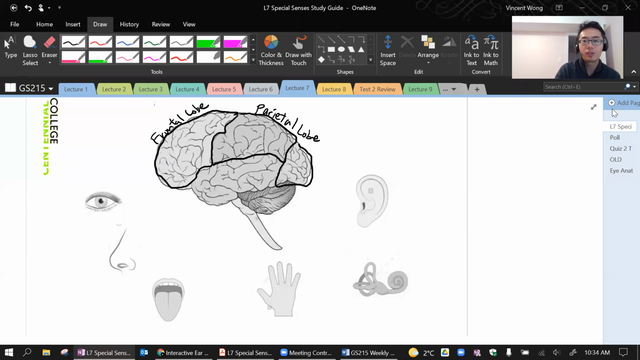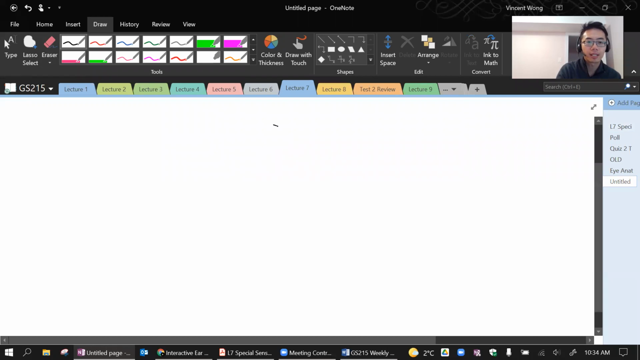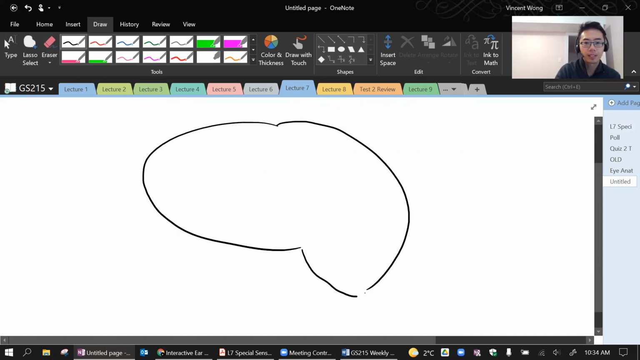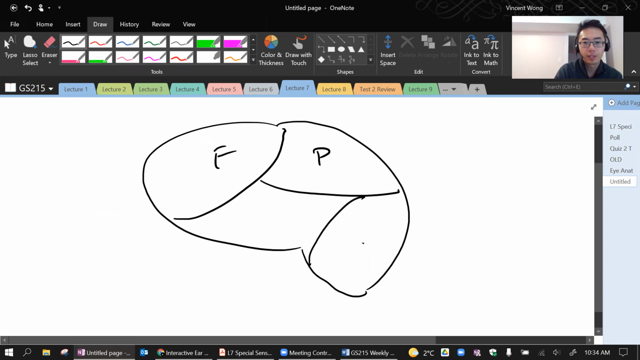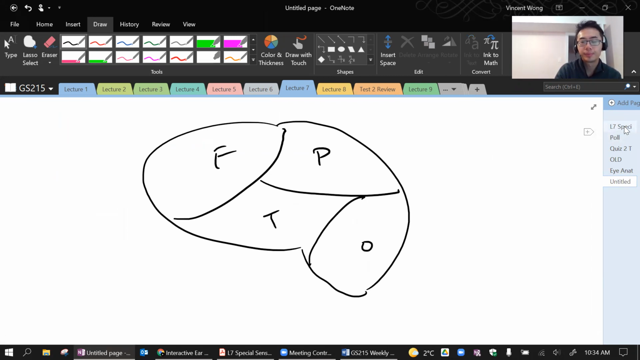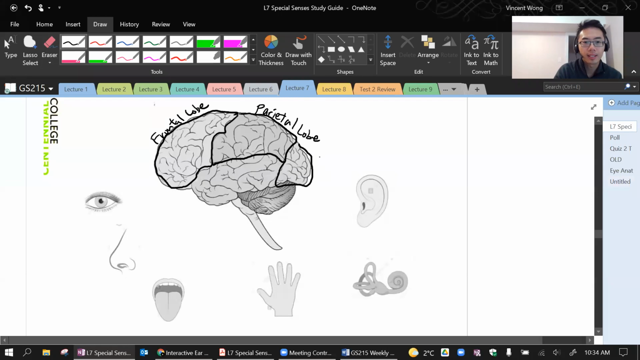If you don't have this, you can just quickly draw a brain. Something like this would work. Basically, you need to have the frontal, parietal, occipital, and temporal. Frontal, parietal, occipital, temporal. Okay, so let's go back to this. This is the occipital lobe. And then this would be the temporal lobe.